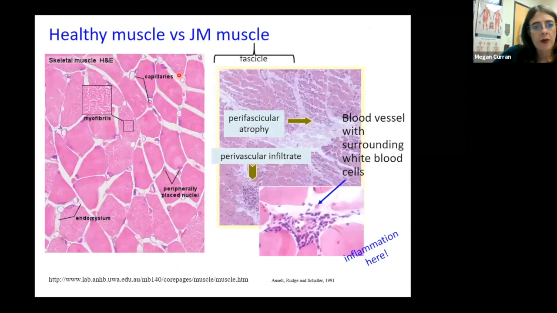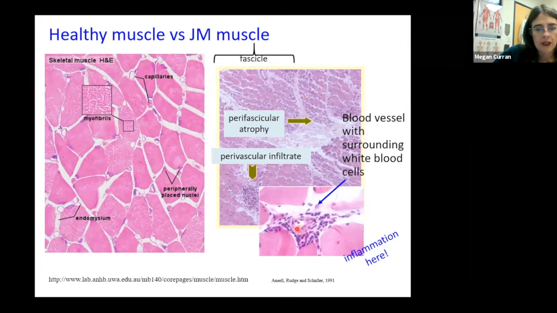With a biopsy of the muscle, we look under a microscope, and we see healthy muscle here on this side, and then we see affected muscle over here. And basically what we see is that the muscle fibers normally have nice even sizes. And here you can see that there's some muscle fibers that are small and others that are large. So we get atrophy in some of the muscle fibers.